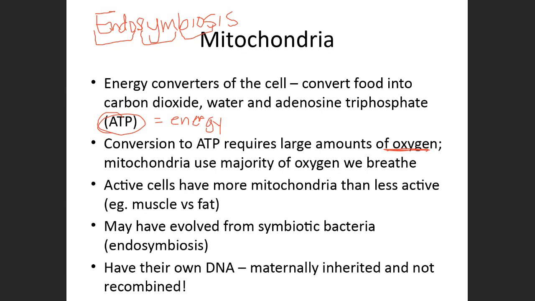Again, some cells may have a lot of mitochondria, some cells may not have as much. Active cells are going to have a lot more mitochondria in them than less active cells, like fat cells. They don't have as many. So every single cell in your body doesn't look the same. They may have different numbers of organelles, one kind or another. And again, they have their own DNA. So you can actually study mitochondrial DNA and sequence that, and it looks very, very different than the genomic DNA, the DNA that's in your nucleus.